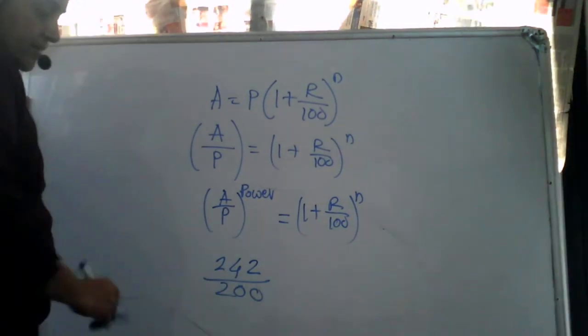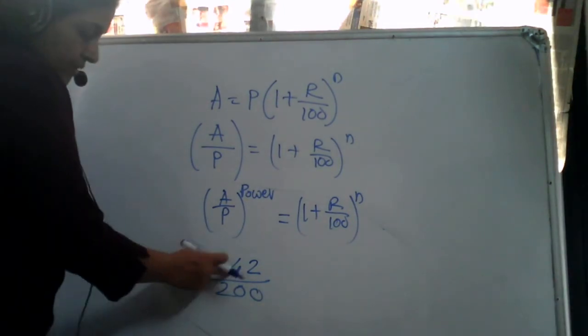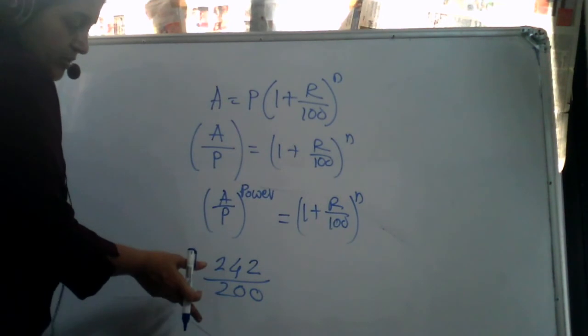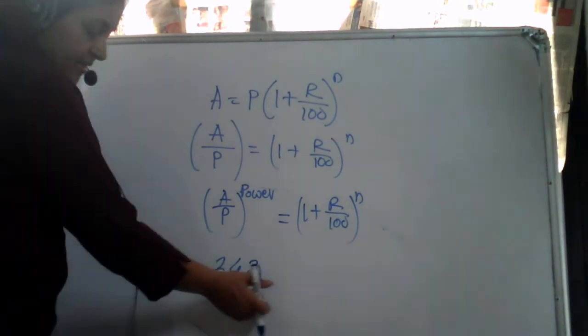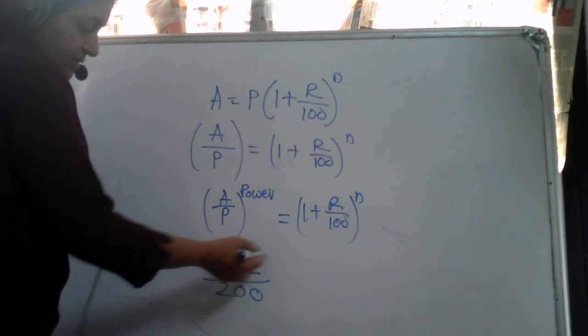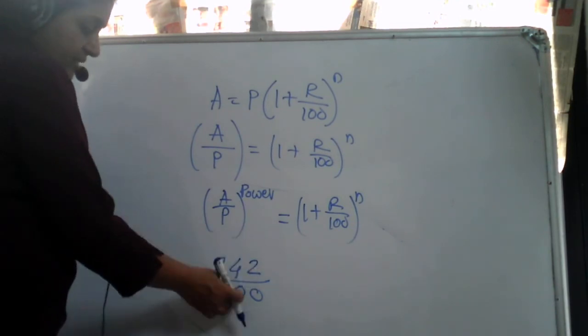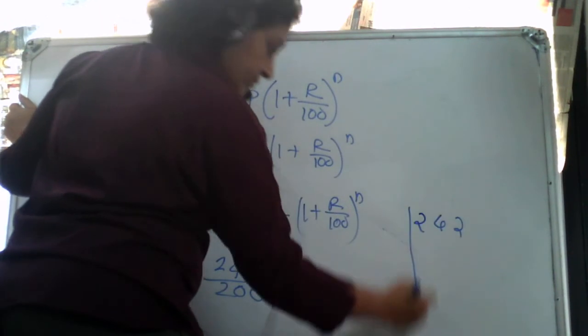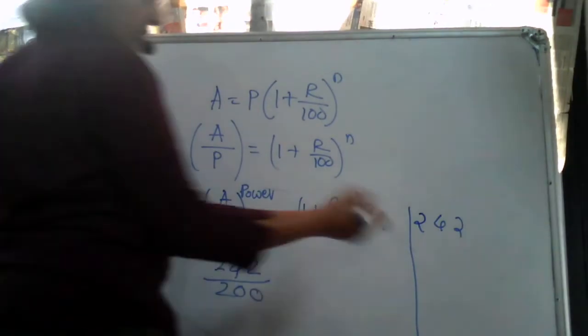If this is there, 242, is it a square of any number? 242 is not a square of any number. Is 200 any square? No. Then how do I know what is the correct square root of this number and this number? So try to find the prime factors of this number. You will come to know.